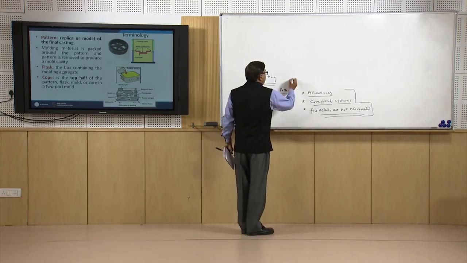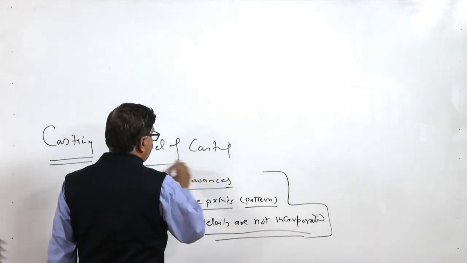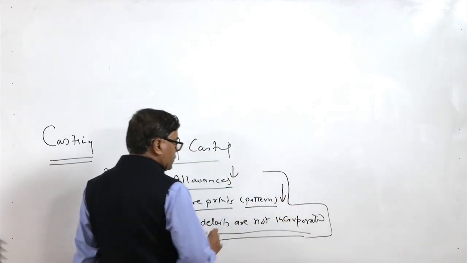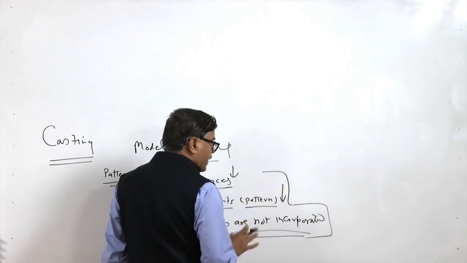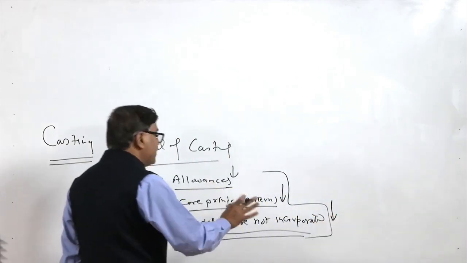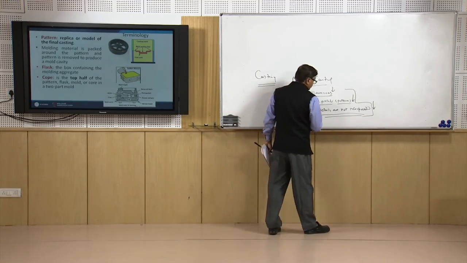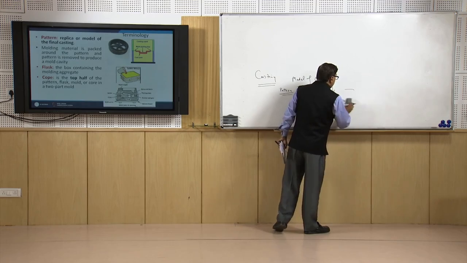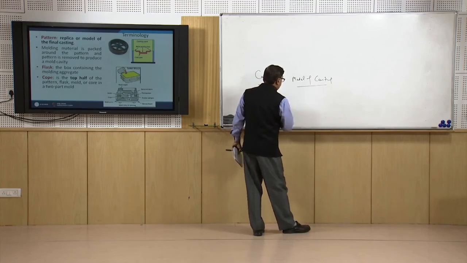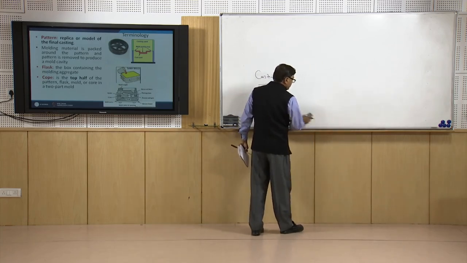So, basically it is a model of the casting with these differences. We have the allowances, we make the arrangement for the core prints, so that the seat for the core can be made, and the finer details related with the product will also not be incorporated in the pattern. What we can use for making the pattern, that is another important thing, because this is the first step for making the mold: to prepare the pattern first.